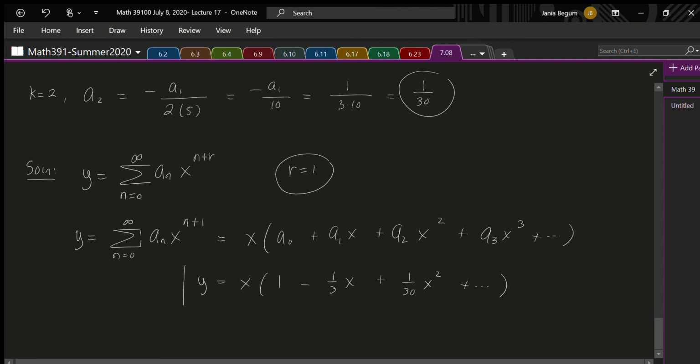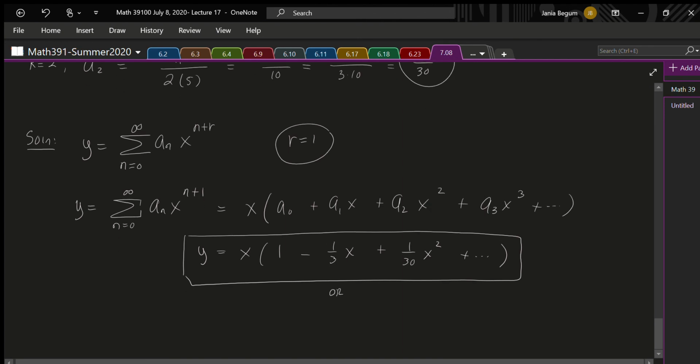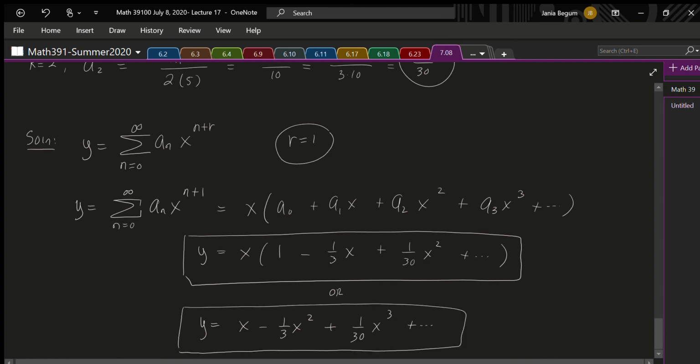That's one way to express your solution. Now if you want, you could have kept the x inside the power series, so you can just distribute the x out, so you will have x minus 1/3 x squared plus 1 over 30 x cubed and so on. So 3 non-zero terms. So any of these are acceptable. Any questions on this example?